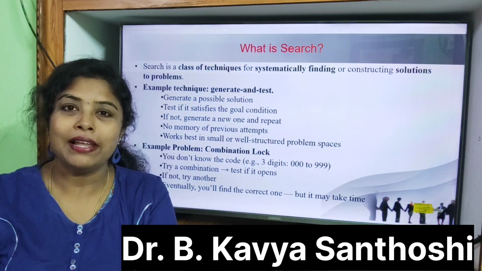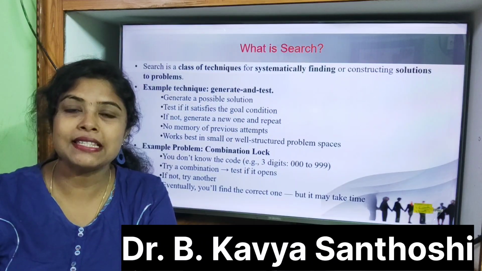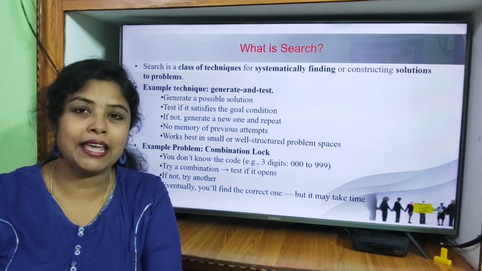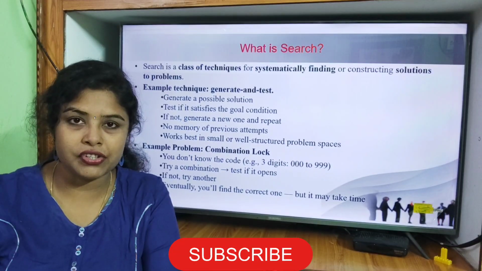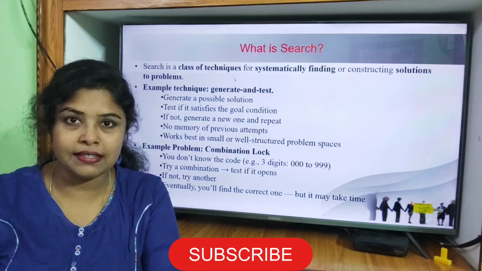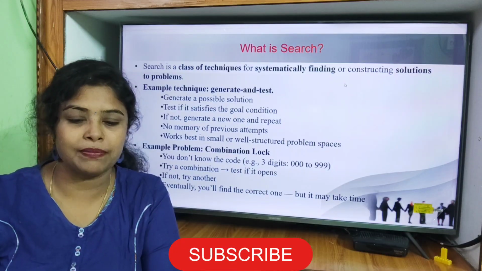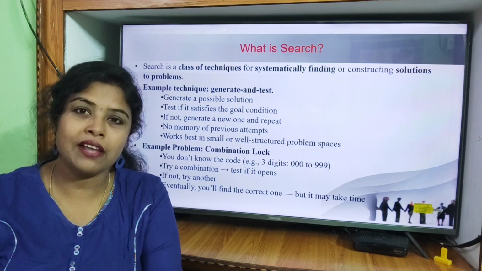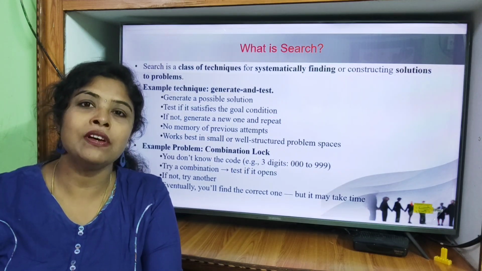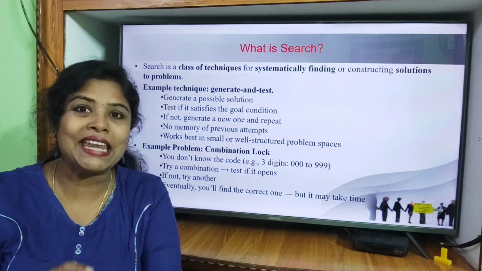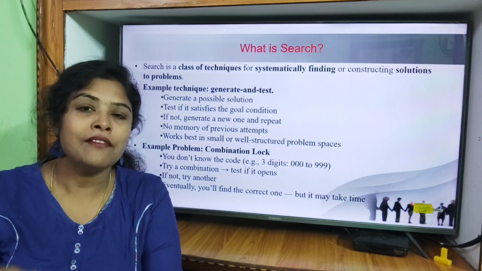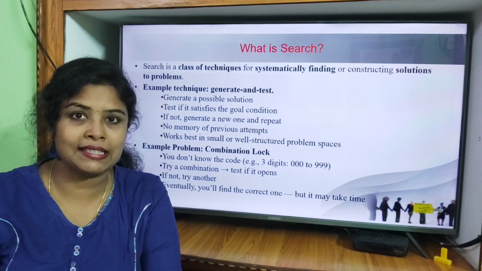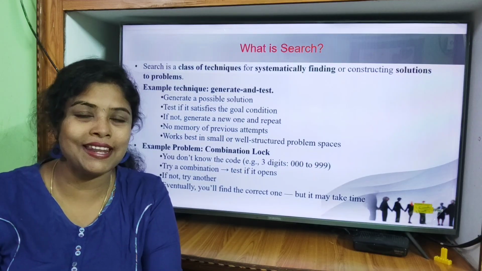In today's video, let us see what is meant by search strategy and what are the different types of search strategies in AI. So, what is search? Search is a class of techniques for systematically finding something. So, we all know that search involves something where we need to explore. Whenever we consider a binary tree or any maze kind of problems, we need to find something. To find it, we use certain techniques, and they are search techniques in AI.